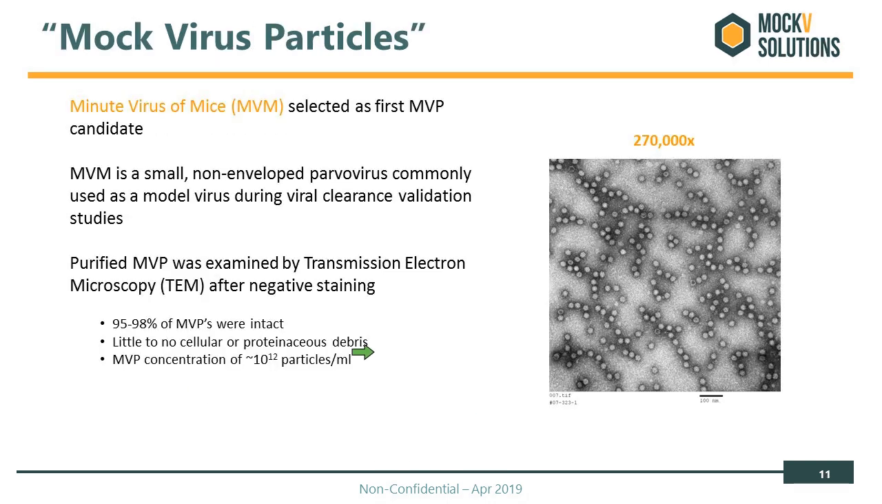Now I'll go into some detail on what these mock virus particles are. As I mentioned before, the first particle that we went after is meant to be a surrogate for MVM. MVM is a small non-enveloped parvovirus that's commonly used as a model for viral clearance validation studies. To make our mock virus particle, we borrowed the major capsid protein of the live virus and expressed it in a recombinant system. The particles that form are therefore made of the same material, the same VP2 capsid protein as live MVM. And on the right, you can see a TEM image of our particles.